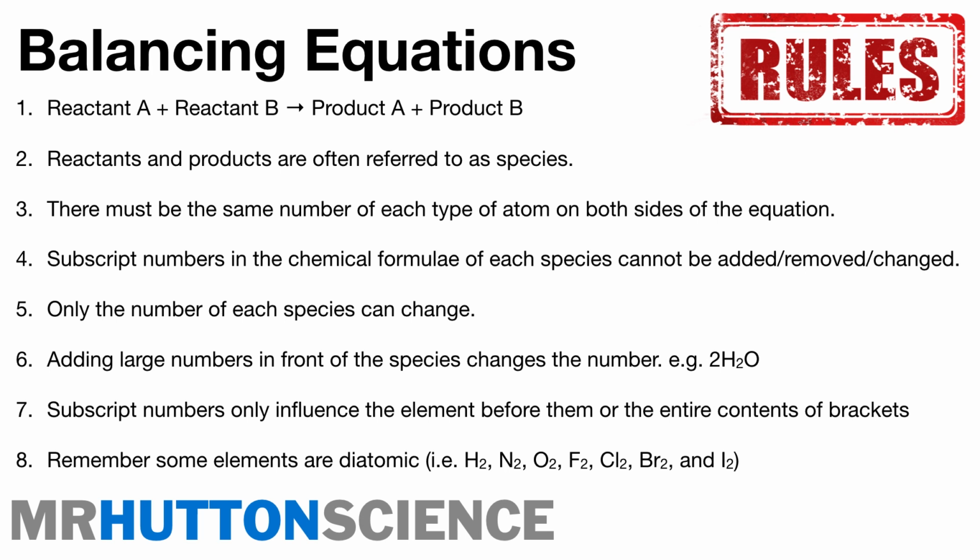Reactants and products are often referred to as species. There was a bit of confusion in one of the GCSE exams last year where they referred to species in the equation, and people got confused because they thought that was a biology term. But in fact, species is just one of your reactants or one of your products. It's one of the things in your reaction. So get used to that term because we'll be using it as we go on.